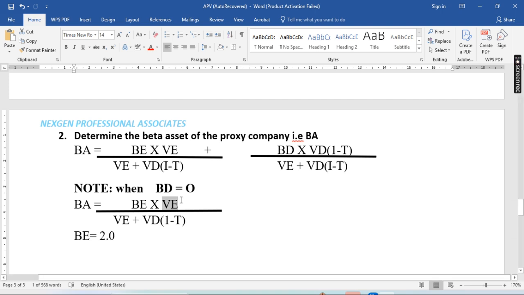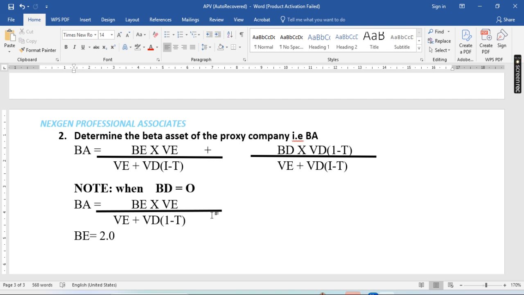Market value of equity is VE. VD is market value of debt. T is the tax rate given to you, the tax rate of the Proxy company, right? Now, if the tax rate of the Proxy company is not given to you, you state your assumption. The tax rate given to you in the question, use it and state your assumption that it is assumed that the tax rate of this % will still be used for the Proxy company. You move on.